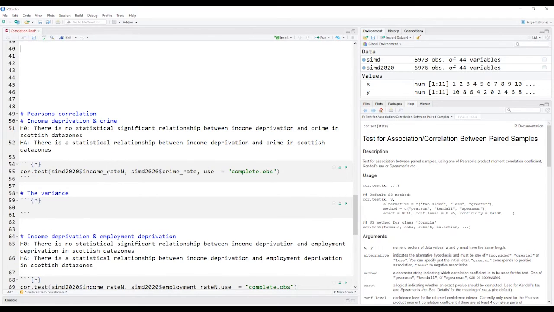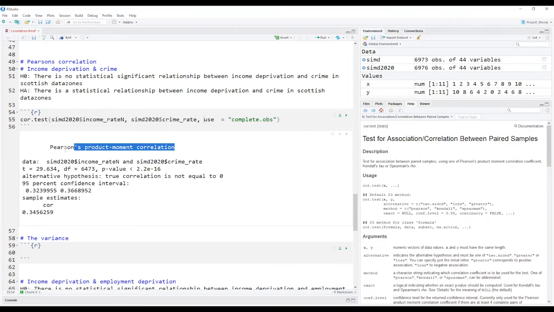Okay, so to execute a correlation test in R, we use the cor.test function. We then place our X and then Y variable. We then use the use equals complete observations argument to let R know to take out any missing values. So let's have a look at this output.